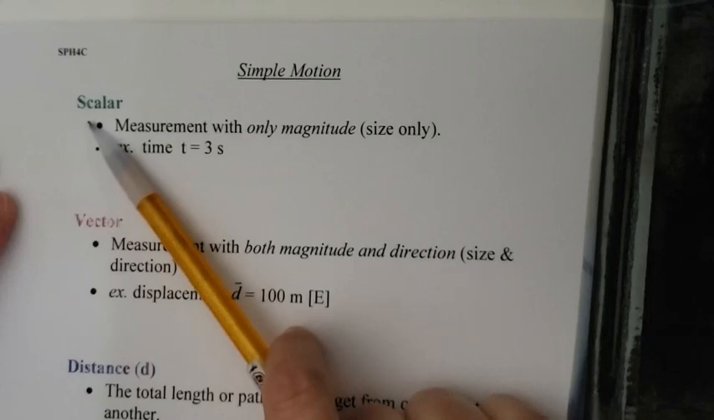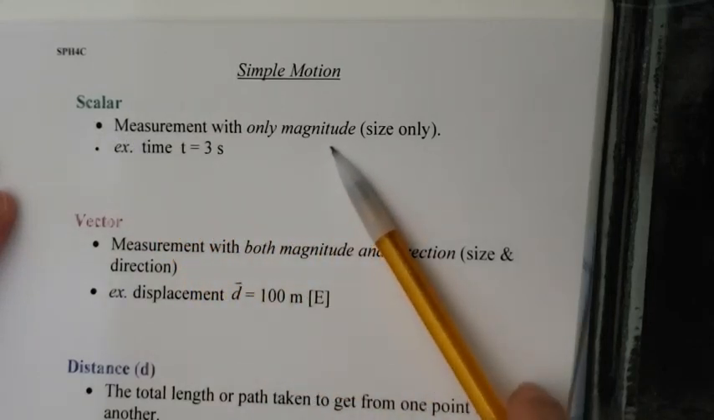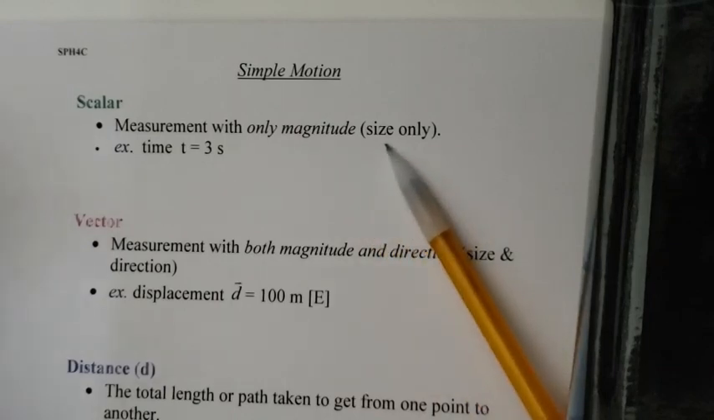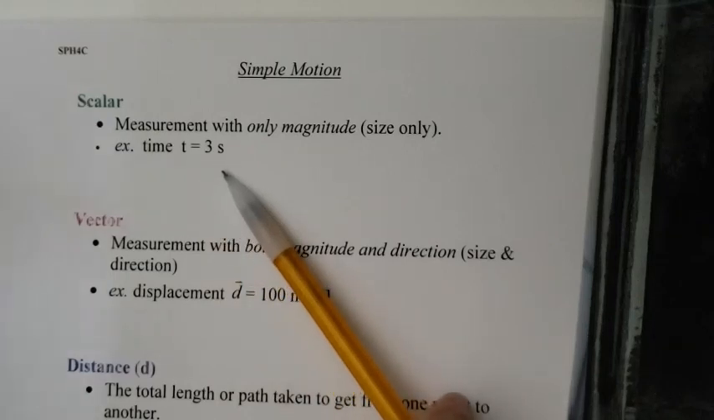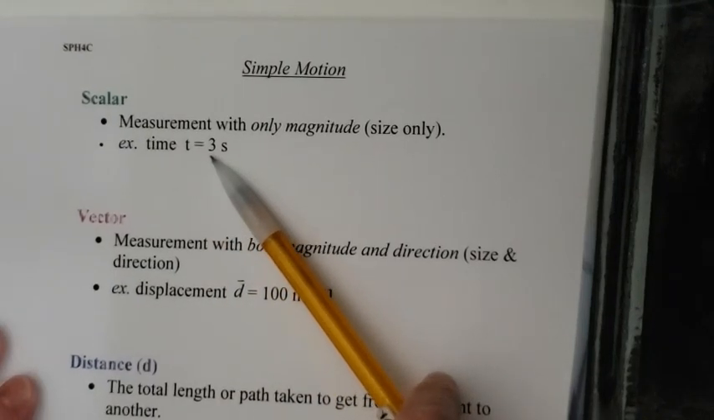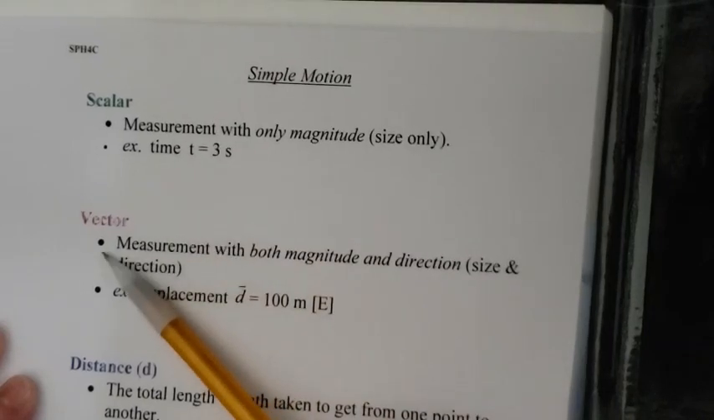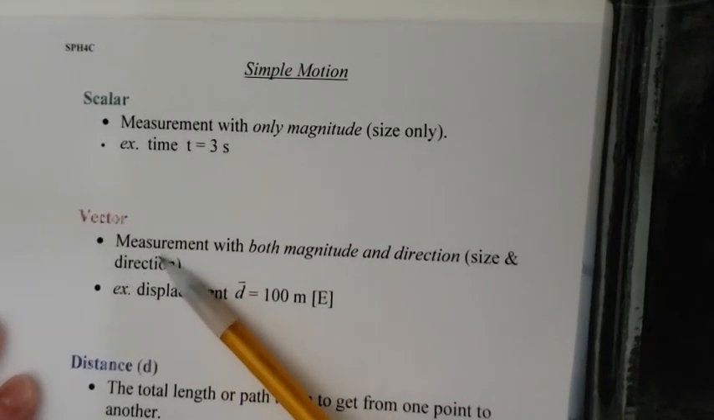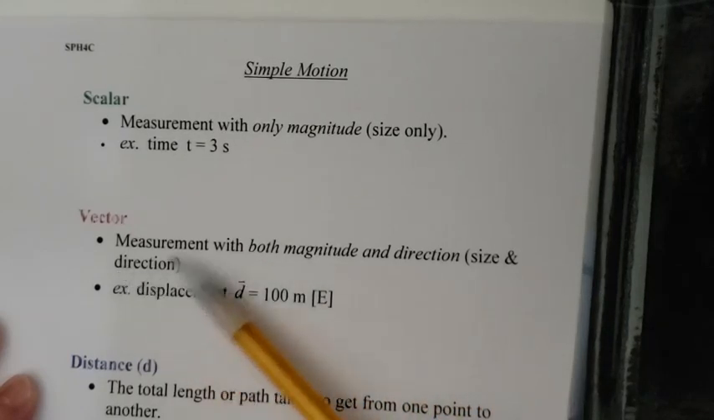So let's start with scalar. A scalar is a measurement with only magnitude. Magnitude is a number. It's what the size is. And we always associate units with numbers. So for example, time is equal to 3 seconds. It has a measurement, which is a magnitude, which is 3, and we write down units. A vector quantity is a measurement with both magnitude and direction. So it has size and direction.